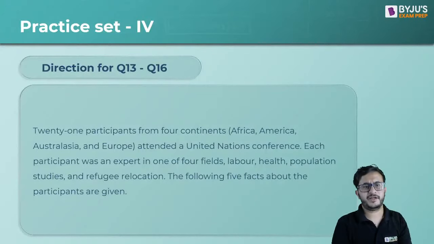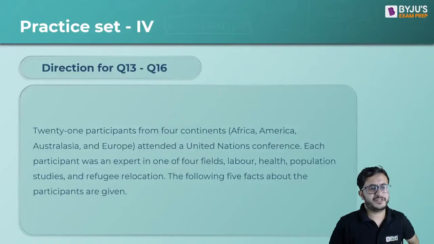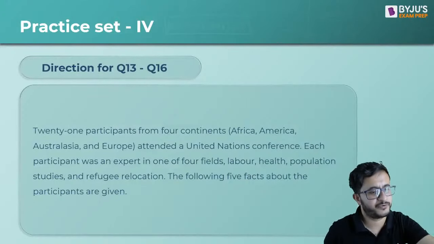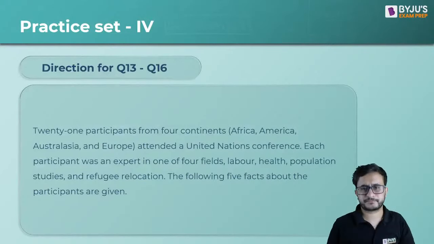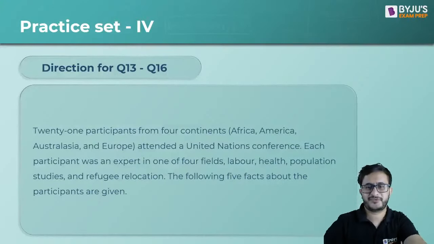Okay. So it says that 21 participants from 4 continents, Africa, America, Australasia, and Europe, are attending a United Nations conference. Each participant was an expert in one of 4 fields: labor, health, population studies, and refugee relocation. The following 5 facts about the participants are given. Okay, so good that you have solved these questions, right? For the ones who have not solved it, let's see how we solve this, and the ones who have already solved can see what should be the right approaches to such questions.